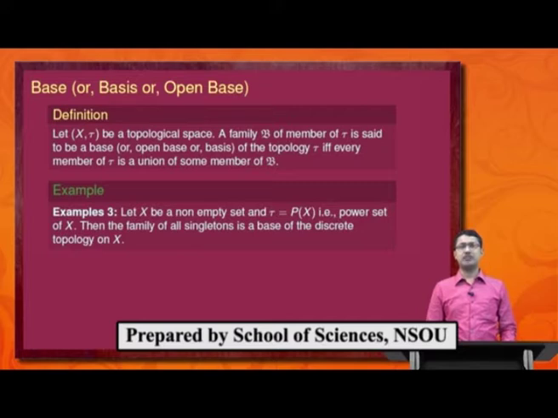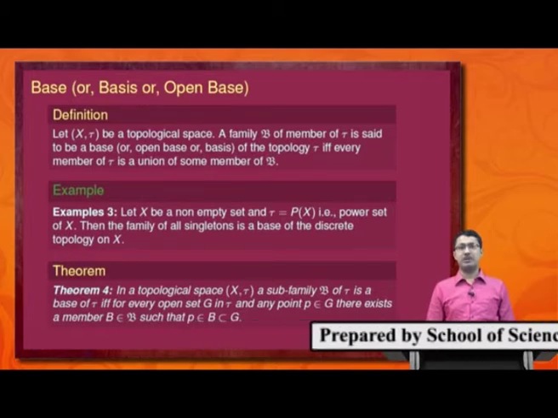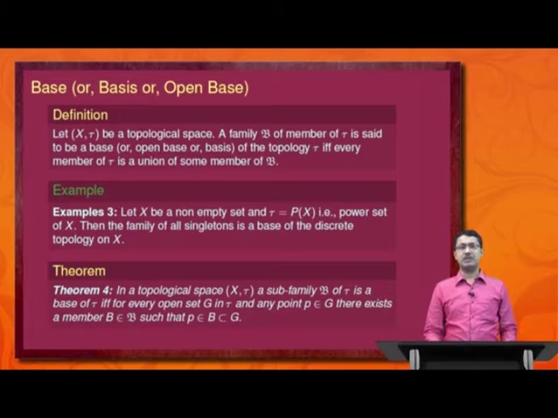Next we introduce under which condition a family or a subfamily forms a base, and theorem 4 and theorem 5 give the required answer. In a topological space (X, tau), a subfamily B of tau is a base of tau if and only if for every open set G in tau and any point P belonging to G, there exists a member B, capital B, belonging to script B such that P belongs to capital B and capital B is a subset of G. Then the subfamily forms a base.